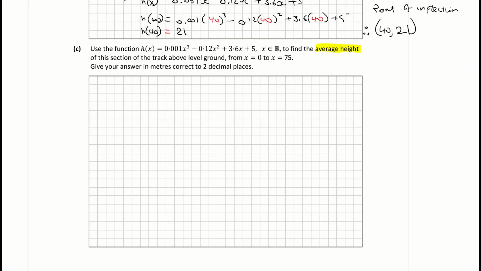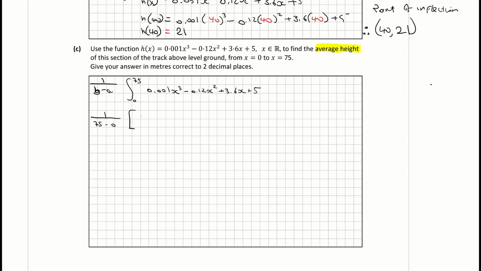So we're into our integration here. Your average value is found by going 1 over b minus a times the integral. So we're going from 75, the highest value, to the lowest value of 0, of 0.001 x to the power of 3 minus 0.12 x to the power of 2 plus 3.6 x plus 5. So first thing I need to do now is integrate that h of x, and my b is 75 and my a is 0. So it's 1 over 75 minus 0, and I'm multiplying that by my integral.